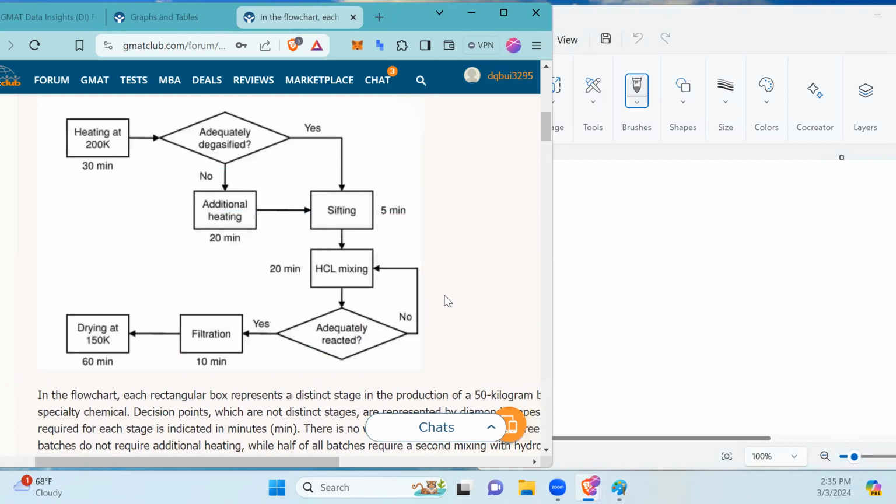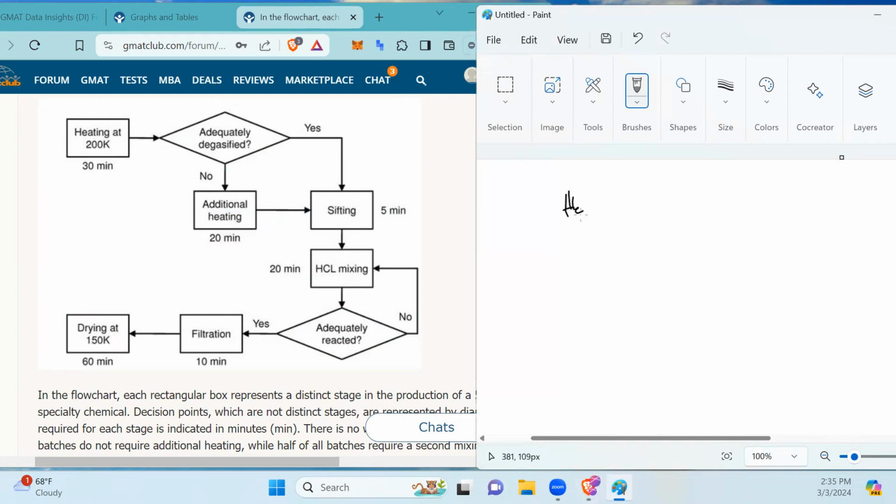I repeated the same process with each step. So you repeat the process for each step. Let's say, for example, for the additional heating step, what exactly did you do for that additional heating? Let's say we start with heating and then additional heating. The first step requires 30 minutes of heating at 200 K. So let's say that's one step.